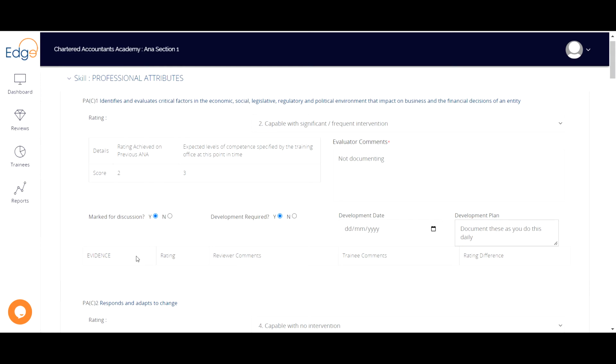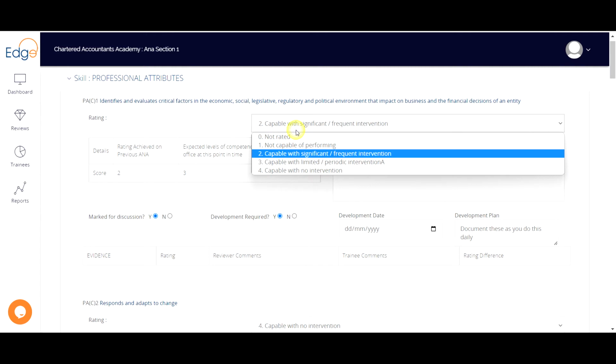So this is the section for evidence, whereby there's evidence, rating, reviewer comments, trainee comments, and rating difference. This one states if the rating difference was accepted or not, and the rating which is going to be appearing in this column is the reviewer's rating, not the trainee's rating. Right. So now in this case, here's the evaluator. As you can see, there's no evidence, but the rating from the previous ANA was a 2.